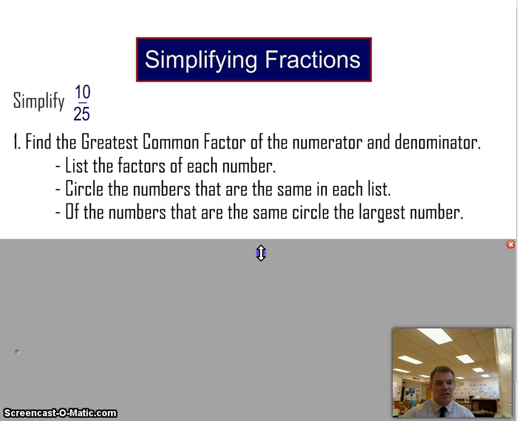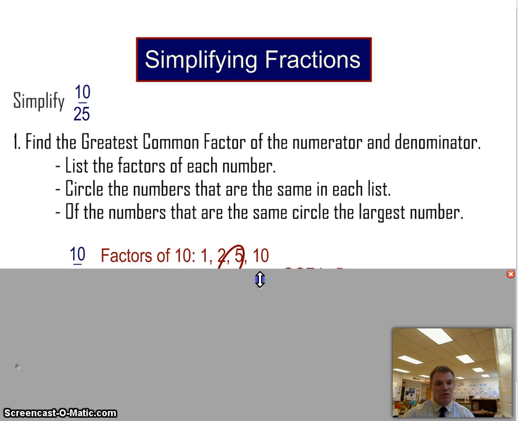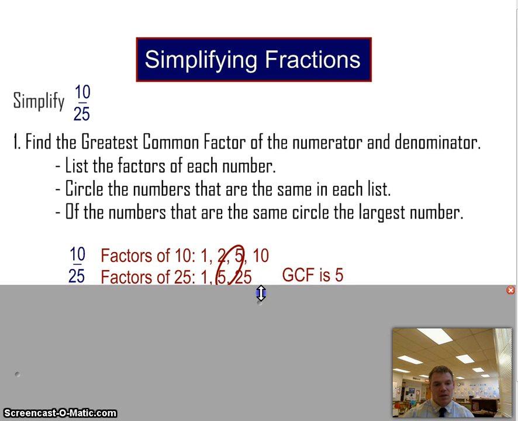Alright, hopefully you paused the video and we did step 1 together. So hopefully for your factors of 10, a way to answer that is what numbers can go into 10 evenly. 1, 2, 5, and 10 would be your factors. Your factors of 25 would have been 1, 5, and 25.